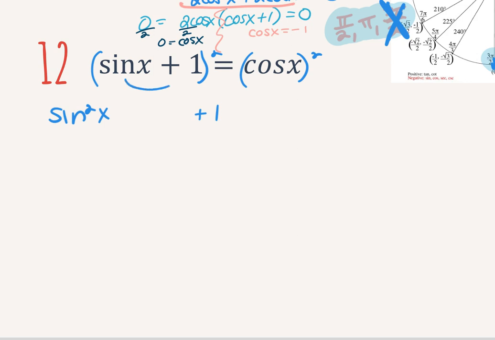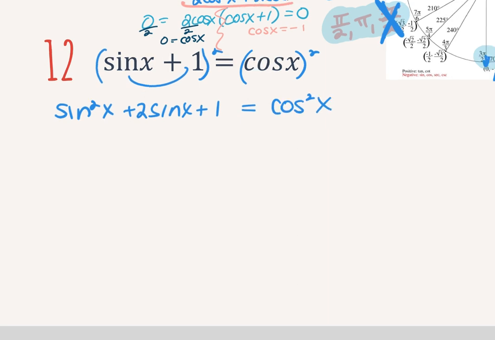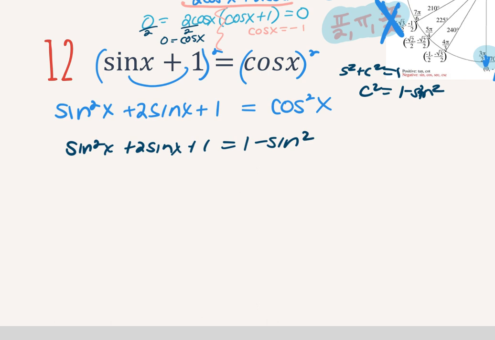Double the product here, and it's 2 sine x. And then the right side would be cosine squared x. Now we want to replace, and this time I want to replace the cosine. If sine squared plus cosine squared equals 1, then cosine squared equals 1 minus sine squared. So sine squared x plus 2 sine x plus 1 would equal 1 minus sine squared x. I'm going to add the sine squared x.